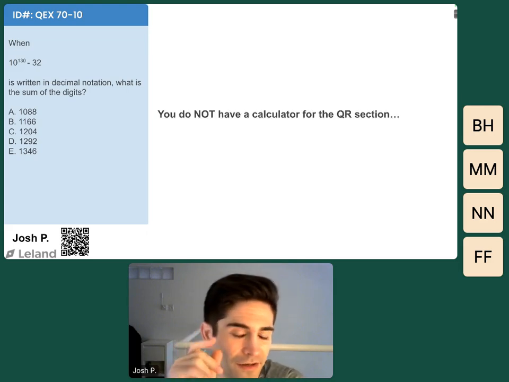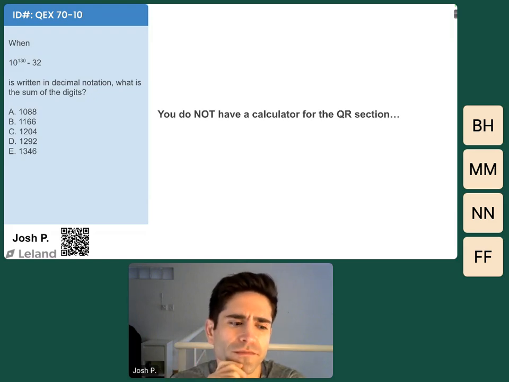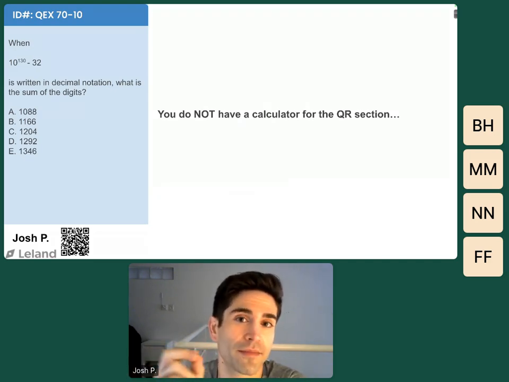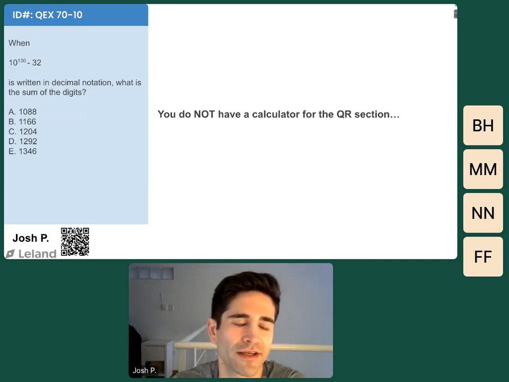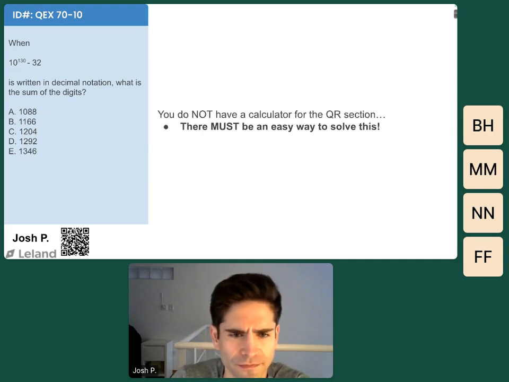So once again, you must understand that you do not have a calculator for the QR section. And the GMAT knows this. So of course, the GMAT's giving you exercises that you can definitely do in under 2 minutes without a calculator. It's just about you finding a way through your reasoning ability to do that. The math should not be hard. If you're doing hard math, you're not approaching it in optimal GMAT fashion. So let's look at this exercise.